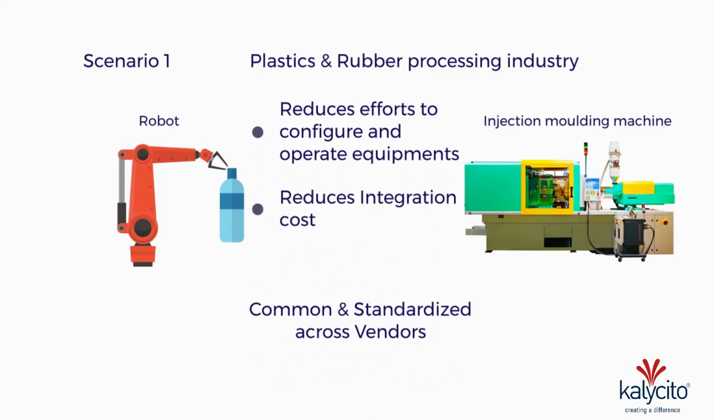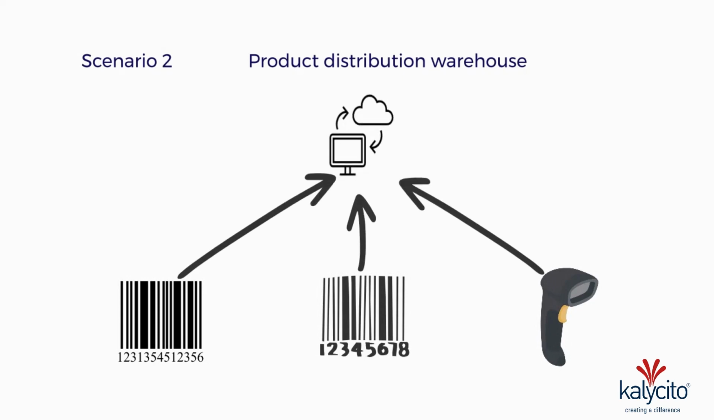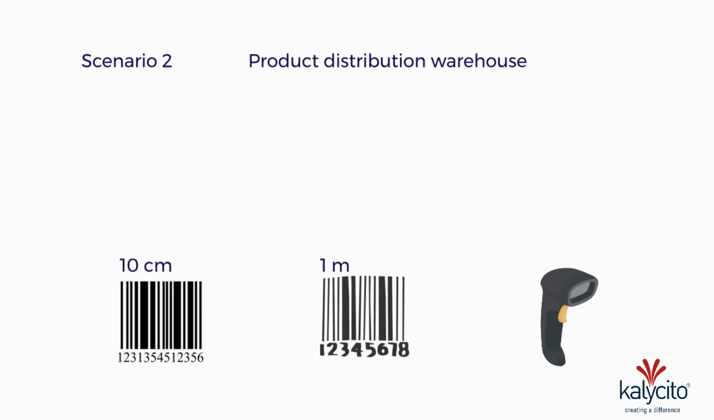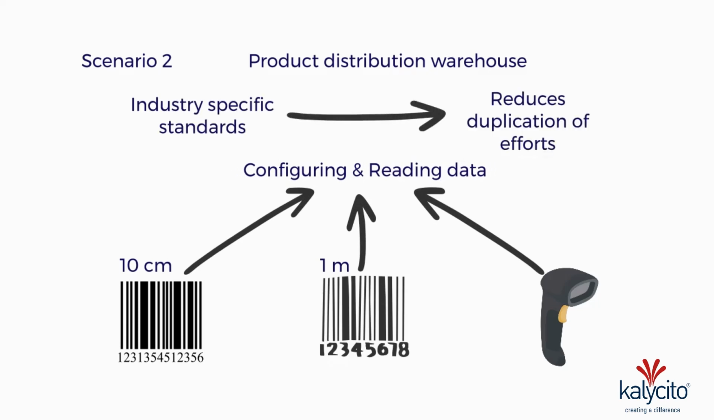of such equipment. Another scenario is in a product distribution warehouse where RFID or barcode readers from different vendors have to be easily integrated into the IT system of a logistics company. Though the read range or capabilities may be specific to readers from different vendors, there are a number of common functions related to configuring and reading data from them. Creating an industry-specific standard through a companion information model greatly reduces duplication of effort to integrate these equipment together as part of a larger process.